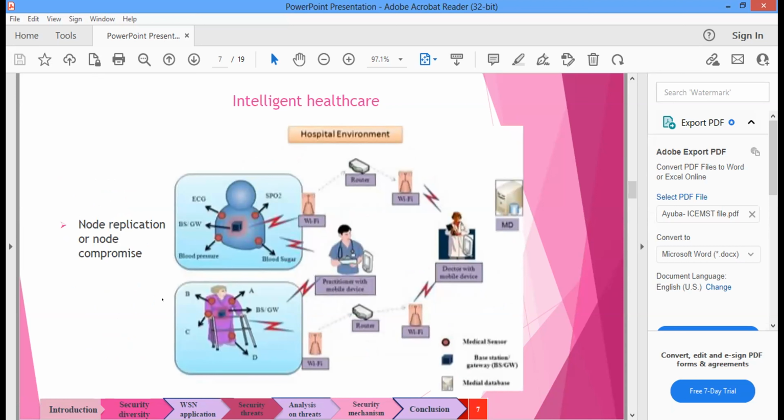Two, we have an intelligent healthcare system where the physiological body of a patient can be managed from a remote location by medical personnel, as we can see here. But the major problem here, or the security threat on this kind of intelligent healthcare, is node replication or node compromise.